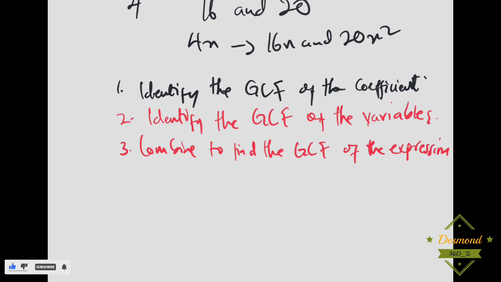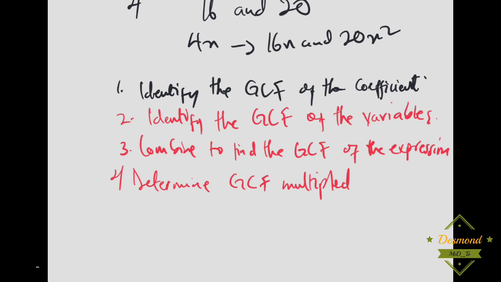So there are 5 steps that we need to do. The next step, which is number 4, is to determine the GCF that needs to be multiplied to obtain each term in the expression. Then the last thing is to write the factored expression as the product of the GCF and the sum of the terms we multiplied. I know this is a whole lot. We are going to take an example and see how to do it practically.